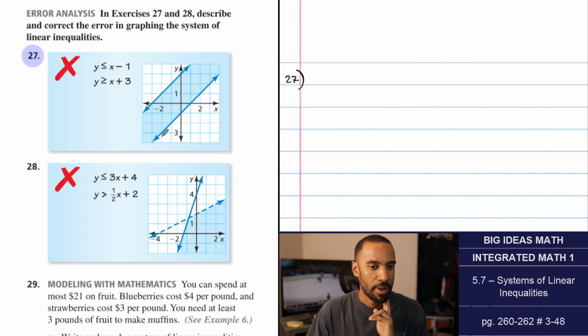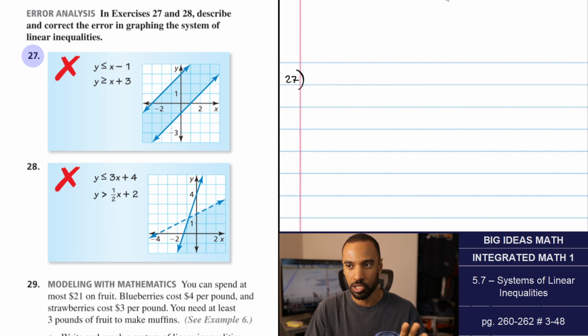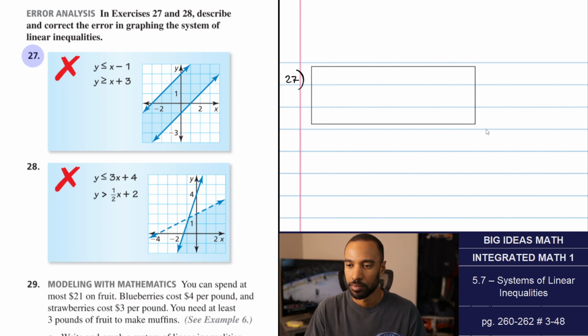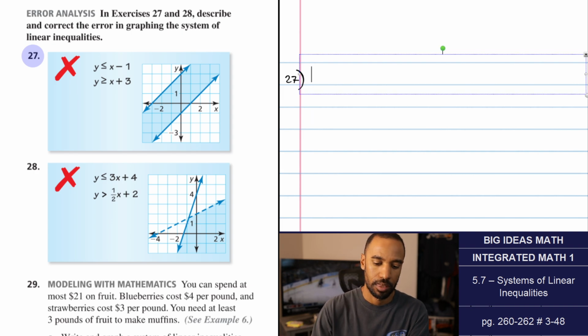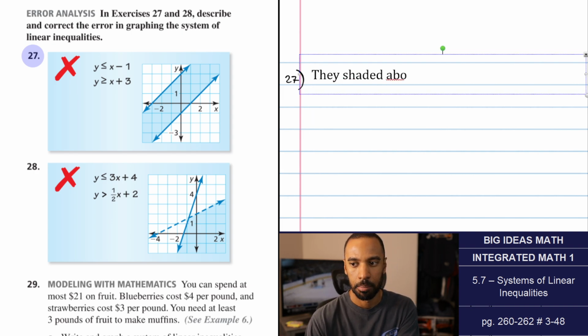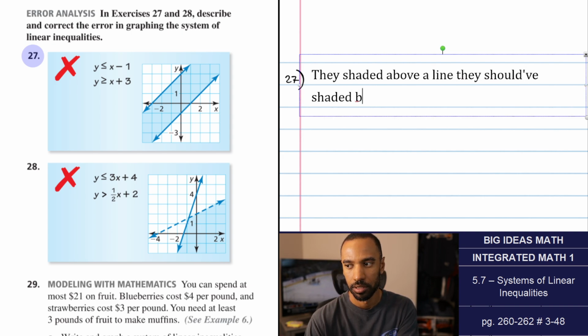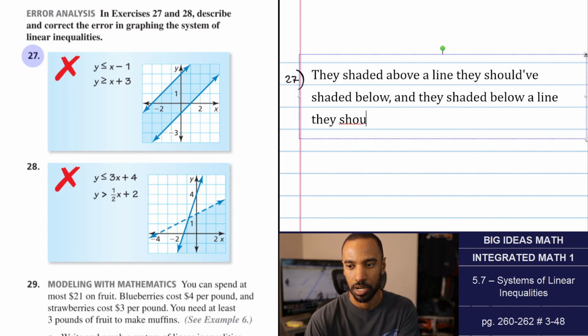Less than or equal to x minus 1. Ooh, they shaded above it. And greater than or equal to x plus 3. They shaded below it. So their mistakes are in their shading. They shaded above a line they should have shaded below, and they shaded below a line they should have shaded above.